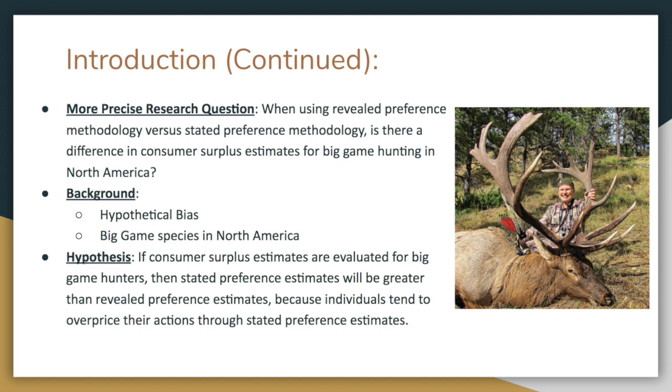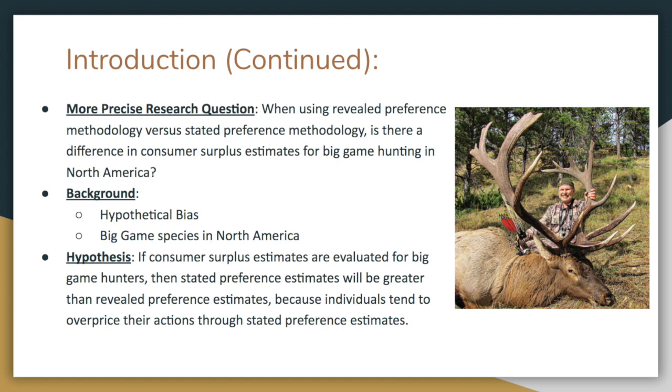As I delve into this analysis, I present the more precise research question. This is, when using revealed preference methodology versus stated preference methodology, is there a difference in consumer surplus estimates for big game hunting in North America? To answer this question, it is important to understand the hypothetical bias. Hypothetical bias is when individuals answer hypothetical questions with responses overvaluing their willingness to pay or providing a willingness to pay value they would not pay at all.